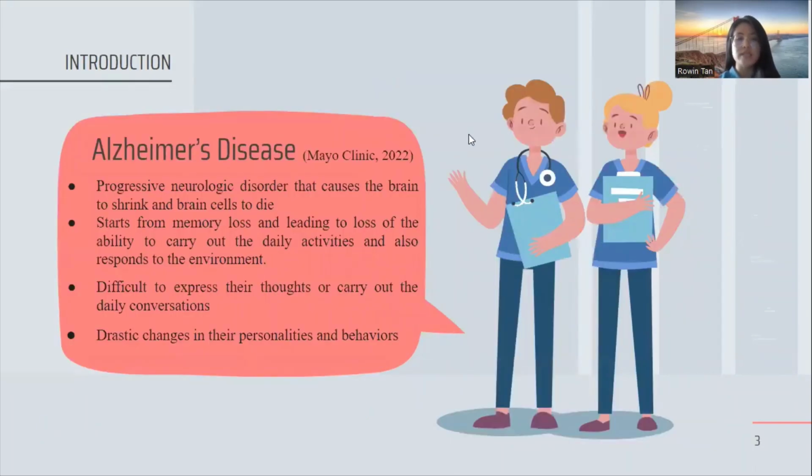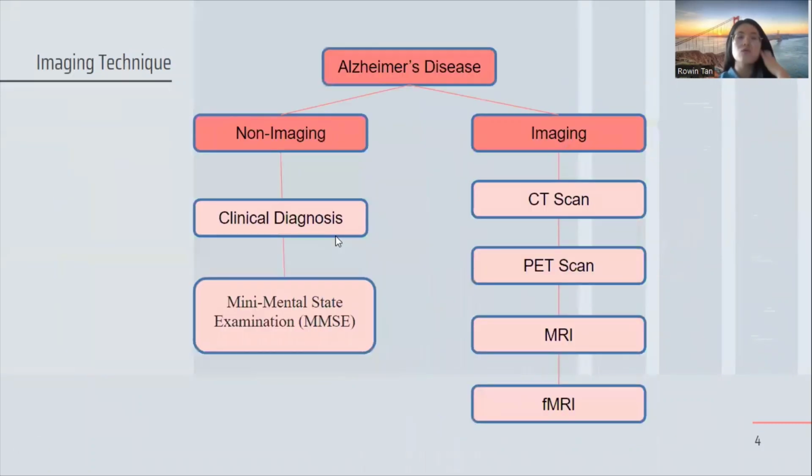And first of all, what is Alzheimer's disease? Actually, it is a neurological disorder that causes the brain to shrink and brain cells to die. It will start from memory loss and difficulty expressing their thoughts, and also drastic changes in their personalities and behavior.